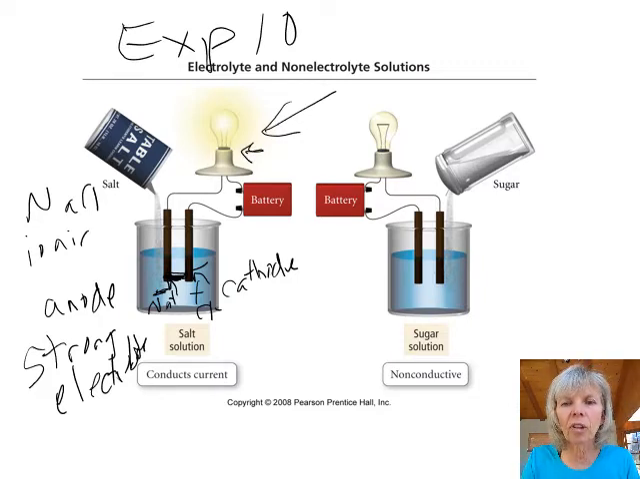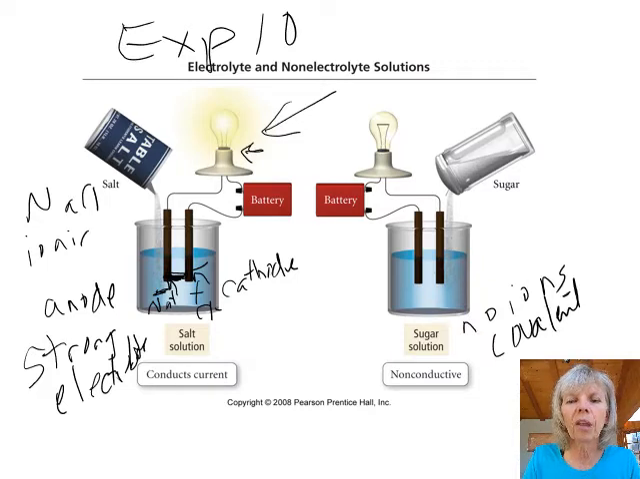Versus a non-electrolyte, there are no ions present. For example, sugar again is covalent. Okay, so there are no ions. There's no connection between our probes, so we cannot light up our light bulb. So when you're doing the experiment, if your light bulb does not light up, it means you have a non-electrolyte.